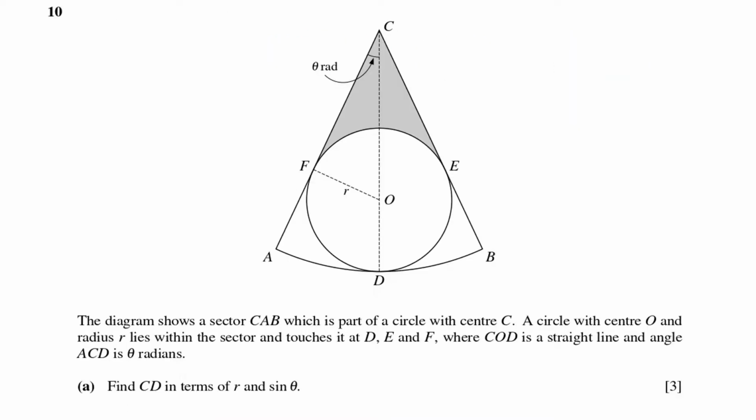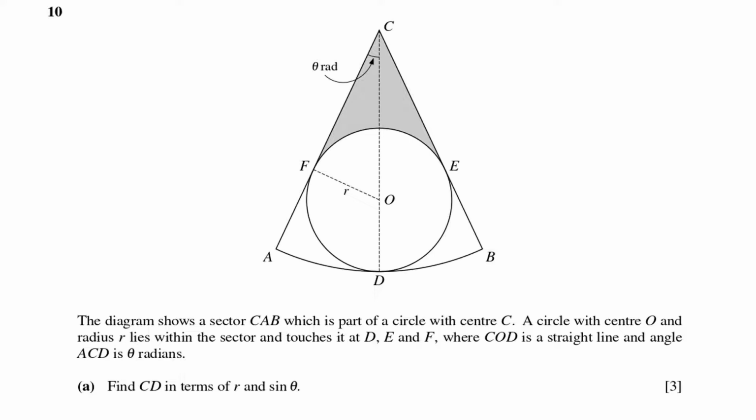Question number 10. The diagram shows a sector CAB, which is part of a circle with center C. A circle with center O and radius R lies within the sector and touches it at D, E, and F, where CD is a straight line and angle ACD is theta radians. So in part A, find CD in terms of R and sine theta.